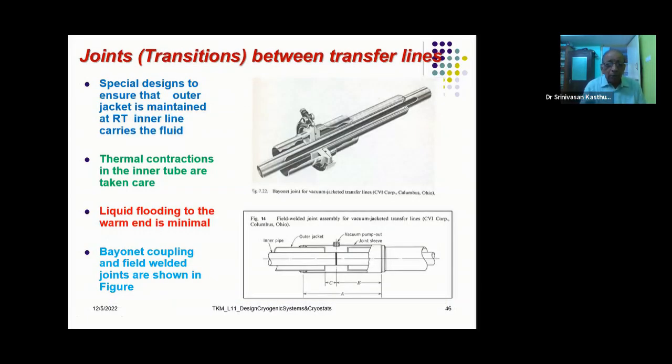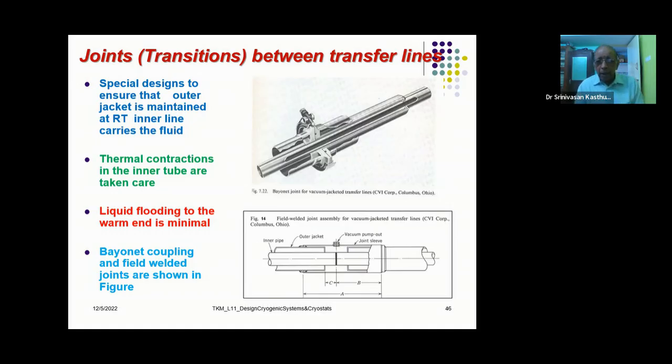Now let me discuss the transitions that go in between the transfer lines. These are known as bayonet couplings. There are a lot of special designs to ensure that the outer jacket is maintained at room temperature, whereas the inner jacket carries the cryogenic fluids. The thermal contraction of the inner tube is also to be taken care of in the design. The liquid flooding to the warm end should be as minimal as possible.